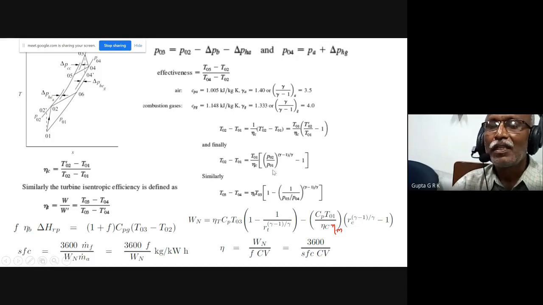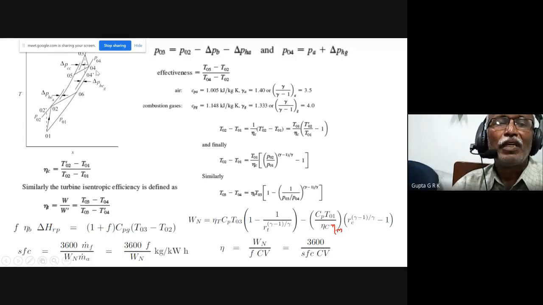I can straight away use this formula if I know eta C, because P01, T01 and the pressure ratio are given. Gamma is known. The only thing is I have to use gamma a here, gamma a. This is the way I can find out what T02 is. This is the formula we use to get T02. Knowing T01, the pressure ratio, compressor efficiency and gamma, I can find out what T02 is. That is what I want. So T02 is obtained.